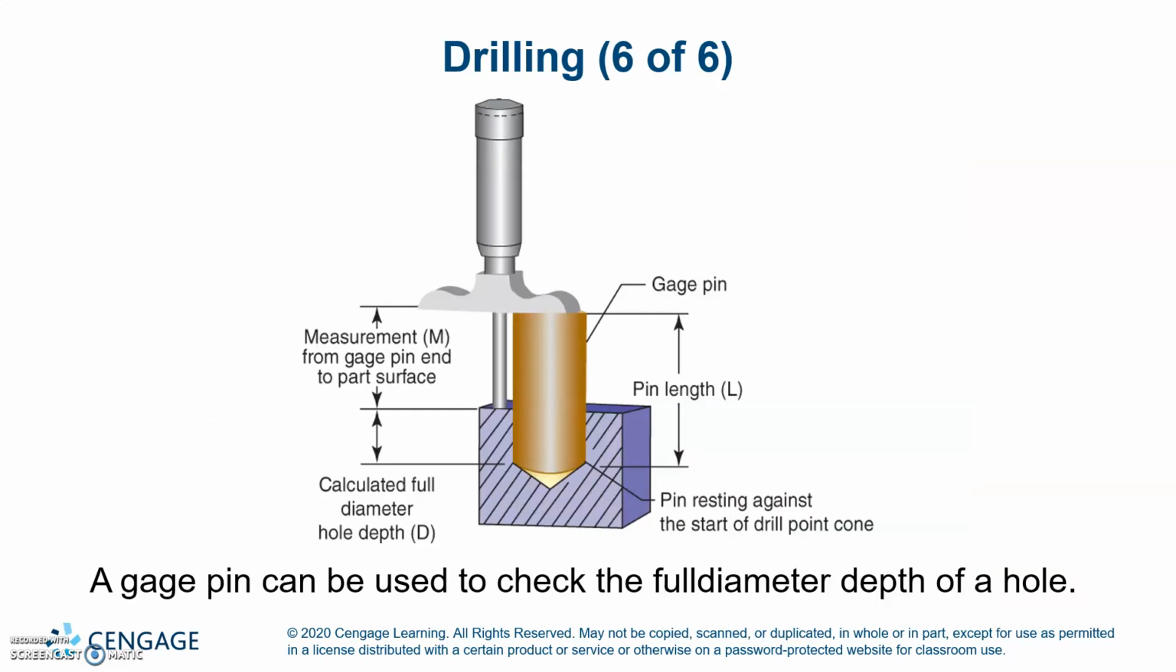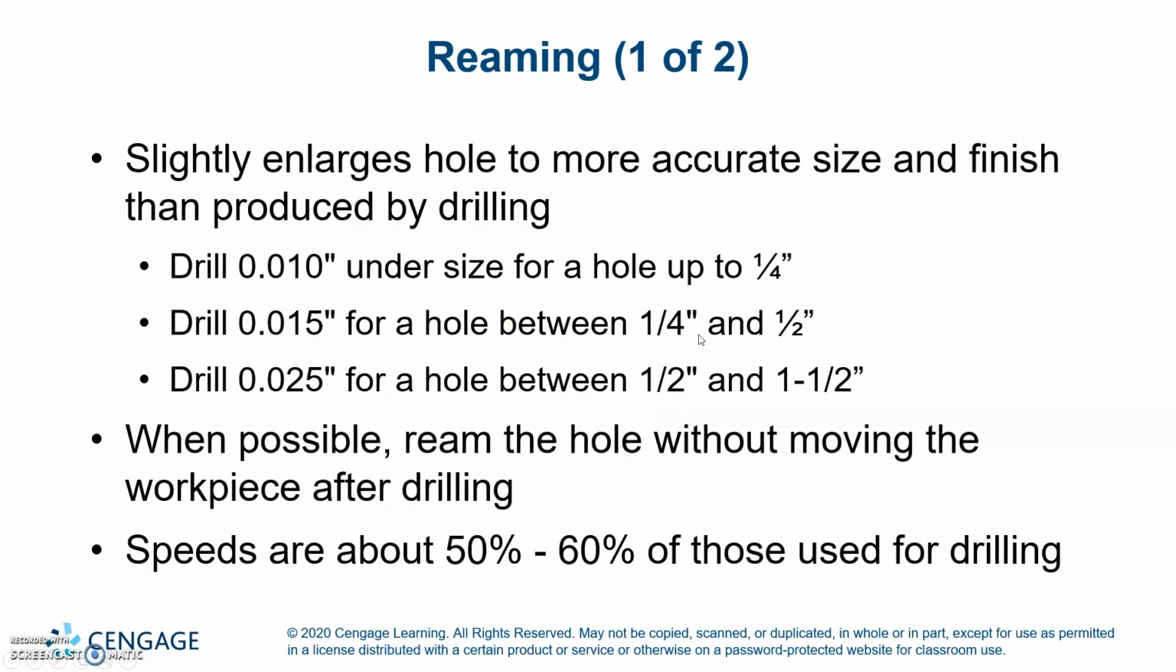A gauge pin can be used to check the full diameter depth of the hole. You just slide it down until it touches, and then measure from the top down. Then you subtract the overall length of the pin from the dimension you get.